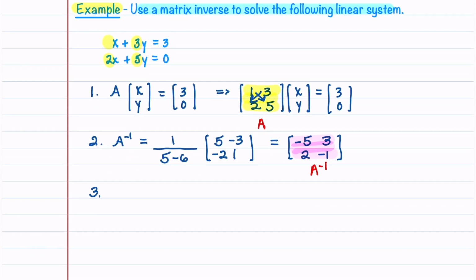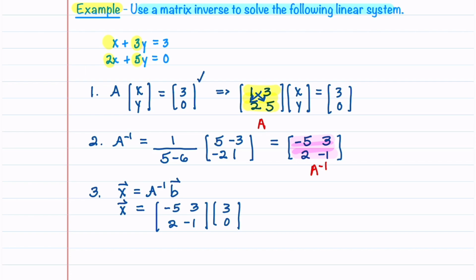Our third step is to use the formula x is equal to A inverse B to find our solution x. This gives us x is equal to A inverse, which we just found. That's minus 5, 3, 2, minus 1, times B. That's our right-hand side up above. That's going to be 3, 0. And then we just do the multiplication. We get a minus 15 plus 0 on the first row, and then a 6 plus 0 on the second row. So this gives us an answer for our solution x, minus 15, 6.